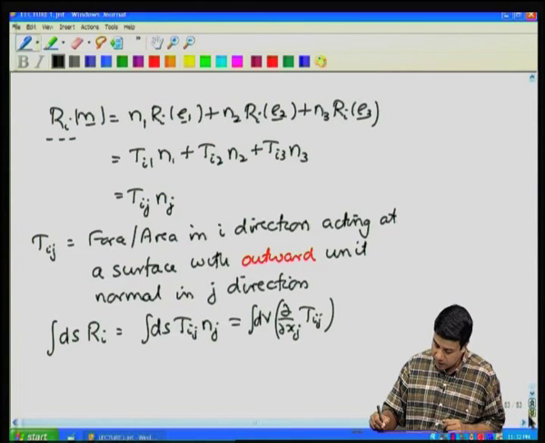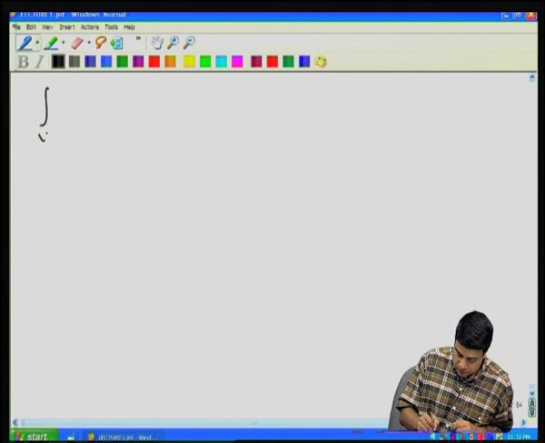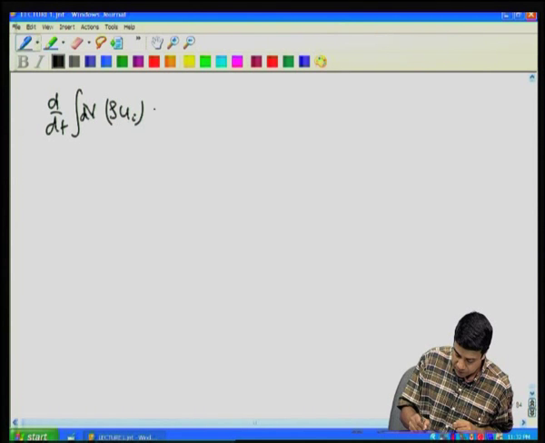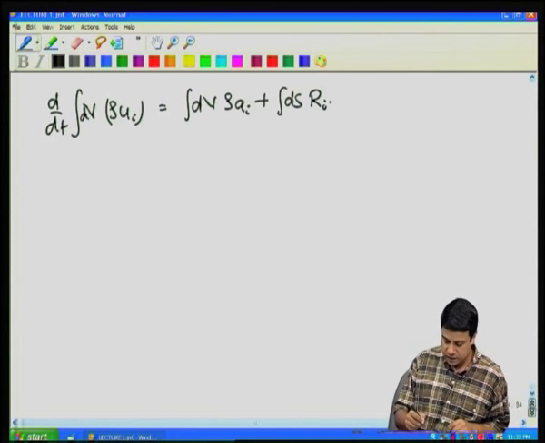Okay. Back to my momentum conservation equation, d by dt of integral over v of t, integral dv of rho ui is equal to integral dv of rho ai plus integral ds of Ri surface.